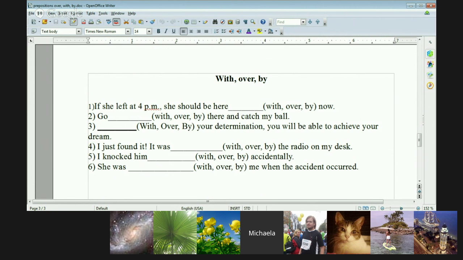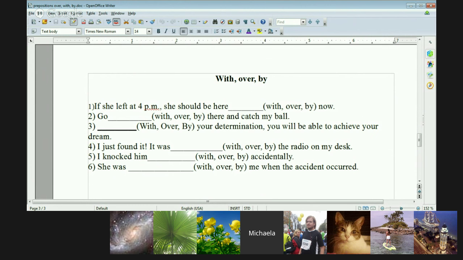If she left at 4 p.m., she should be here by now. Excellent. Thanks, Zach. Philip, number 2. Go over there and catch my ball. Excellent. Thanks, Philip. Natalia, number 3. With your determination, you'll be able to achieve your dream. You said with, right? Yeah. Thank you very much, Natalia. Mateos, number 4. I just found it. It was over the radio on my desk.